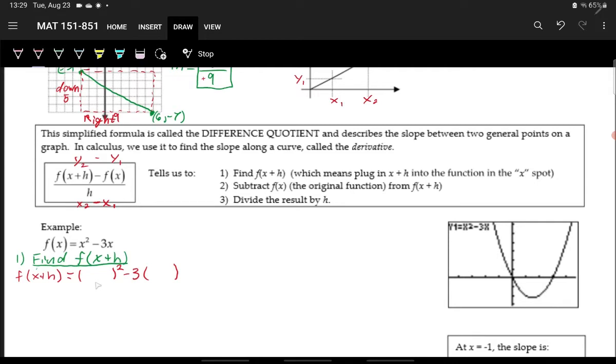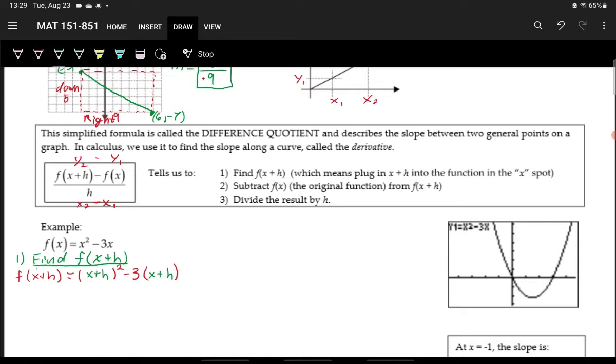So this is the function where we don't know what that input is yet, but we look over here, we're replacing the x with the expression x plus h. So we put in x plus h in for x. And then now we just want to expand everything out and then combine like terms.